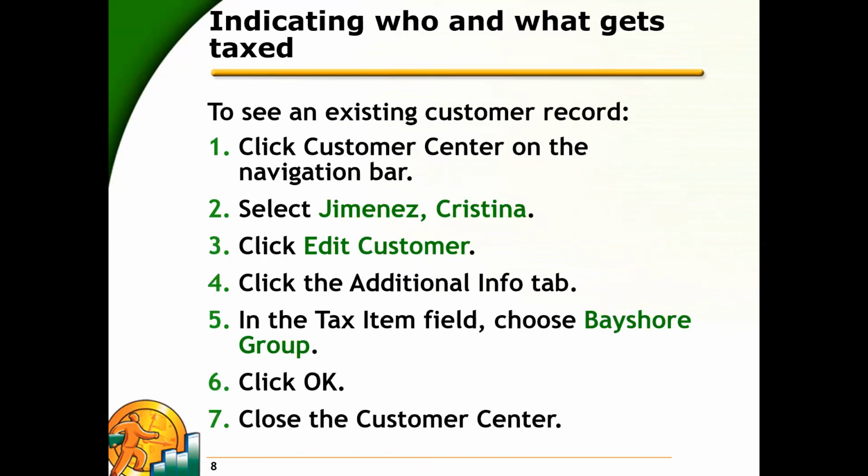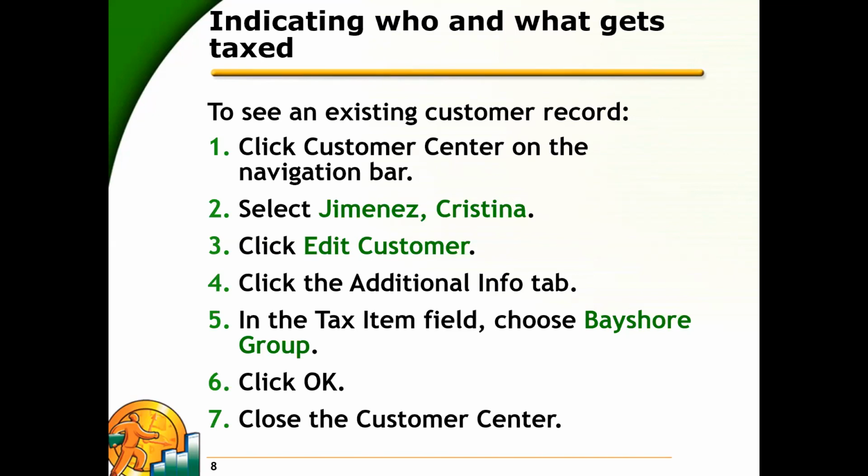Indicating who and what gets taxed. So this actually speaks to exactly what we were just talking about. To see an existing customer's record, click on the Customer Center on the navigation bar. In this case, we're going to select Jimenez Christina. We're going to click on Edit Customer, click on the Additional Info tab. In the tax item field, choose the Bayshore group. In our case, we would more than likely choose the BOE. Click on OK and close the customer out.